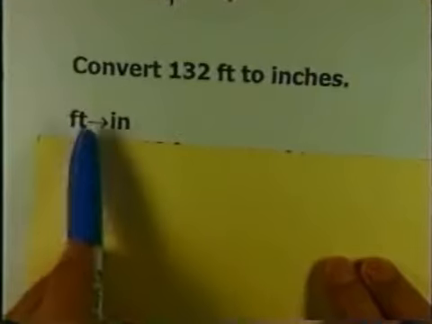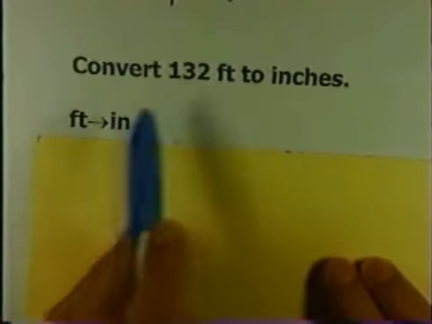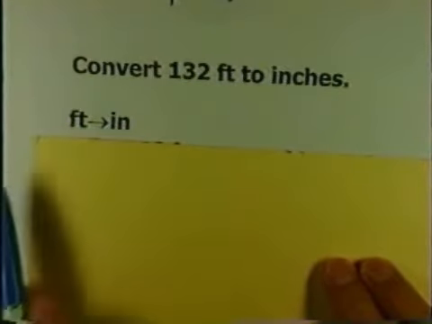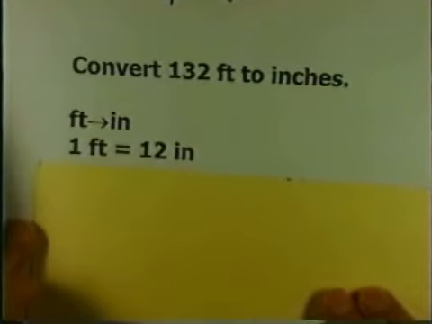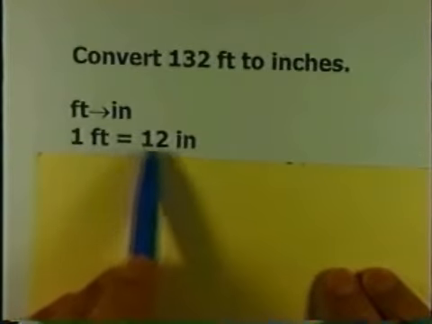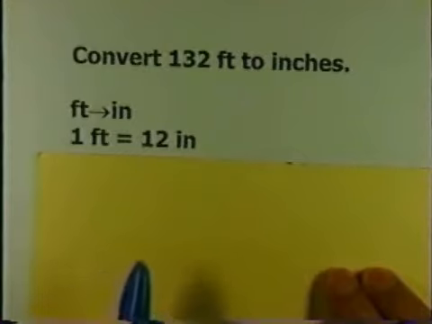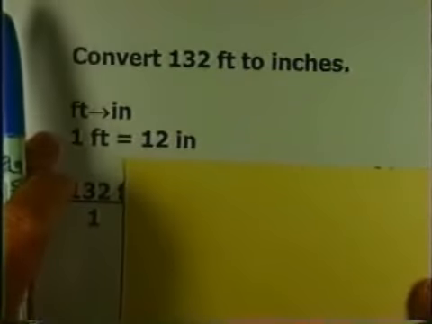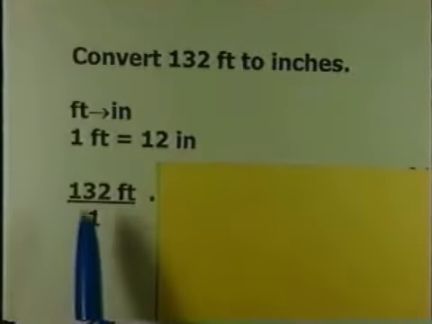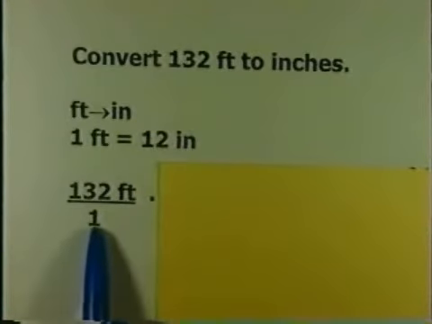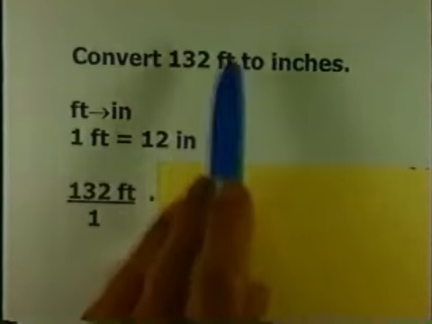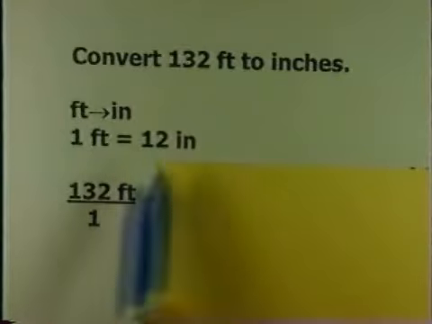So in this case, I'm going from feet to inches. I can do that because I do know the conversion between feet and inches. The conversion is the same. 1 foot is 12 inches. But now when I get ready to do the chain, and I have 132 feet over 1, I need to cancel feet. I have feet, I don't want feet. I want to get rid of it.